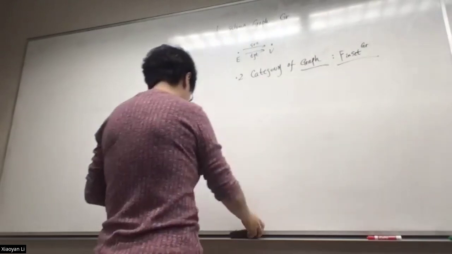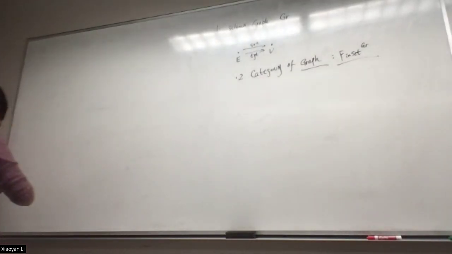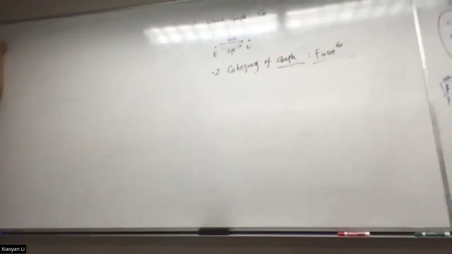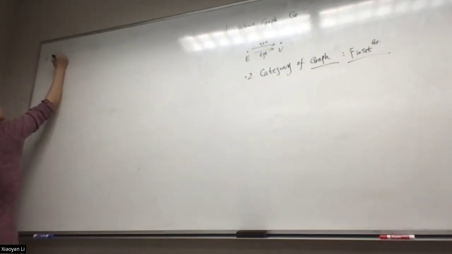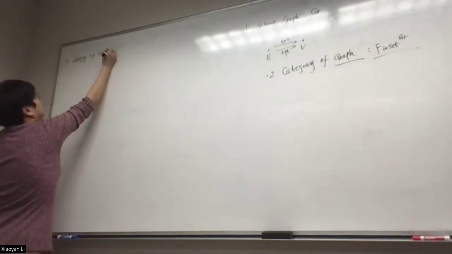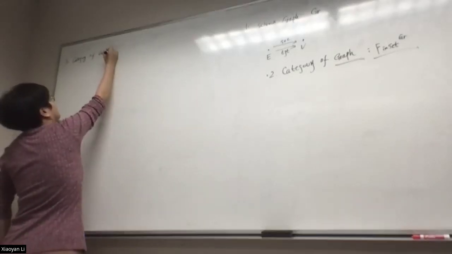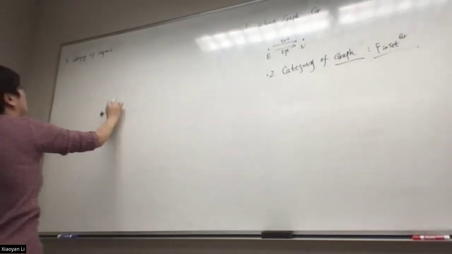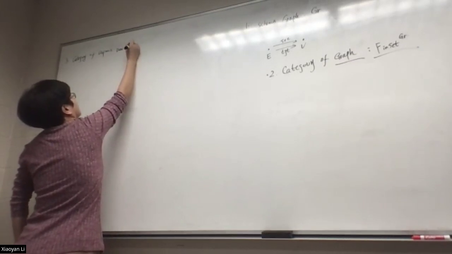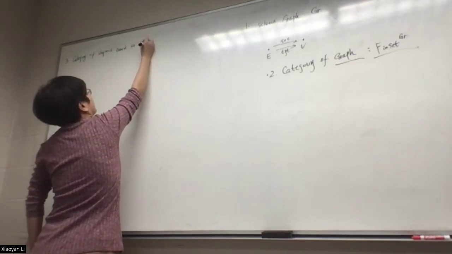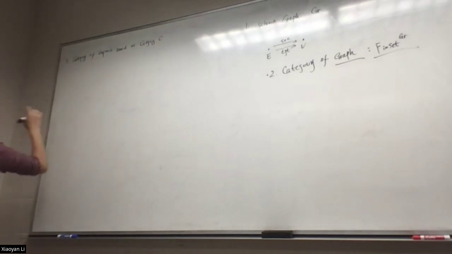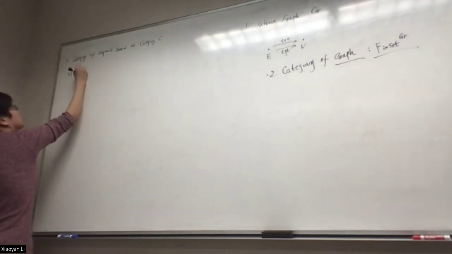Okay, so let's see our next category. The third category is the category of Cospans. Usually a category of Cospans is based on some category C. Okay, so before that, we will see what a Cospan is.